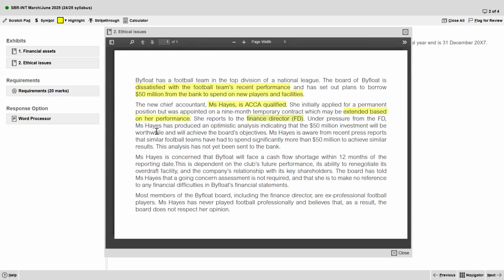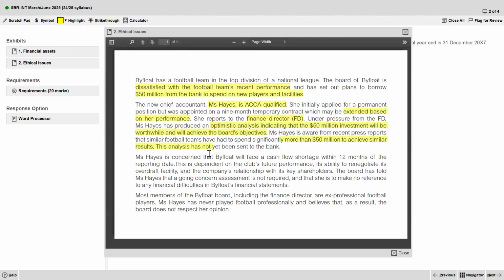Under pressure from the FD, Ms. Hayes has produced an optimistic analysis indicating that the 50 million investment will be worthwhile and will achieve the board's objectives. Ms. Hayes is aware from recent press reports that similar football teams have had to spend significantly more than $50 million to achieve similar results. The analysis has not yet been sent to the bank.